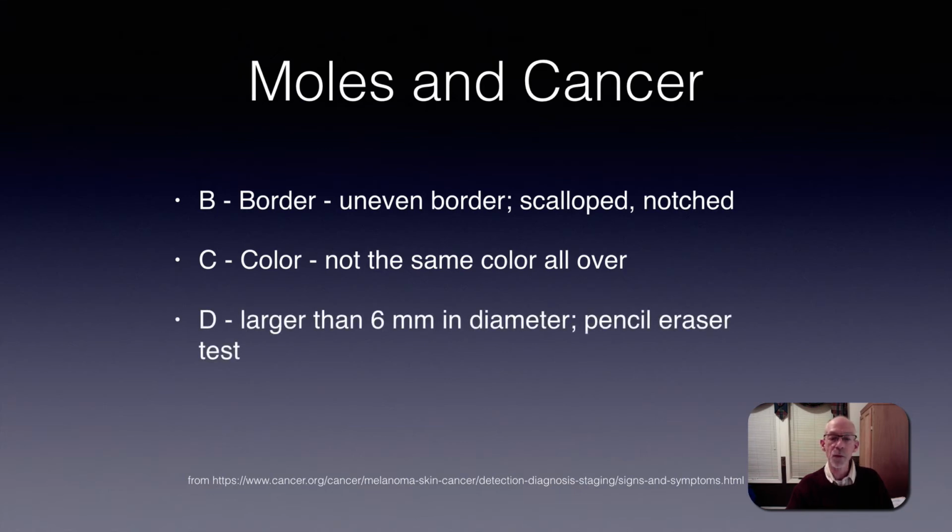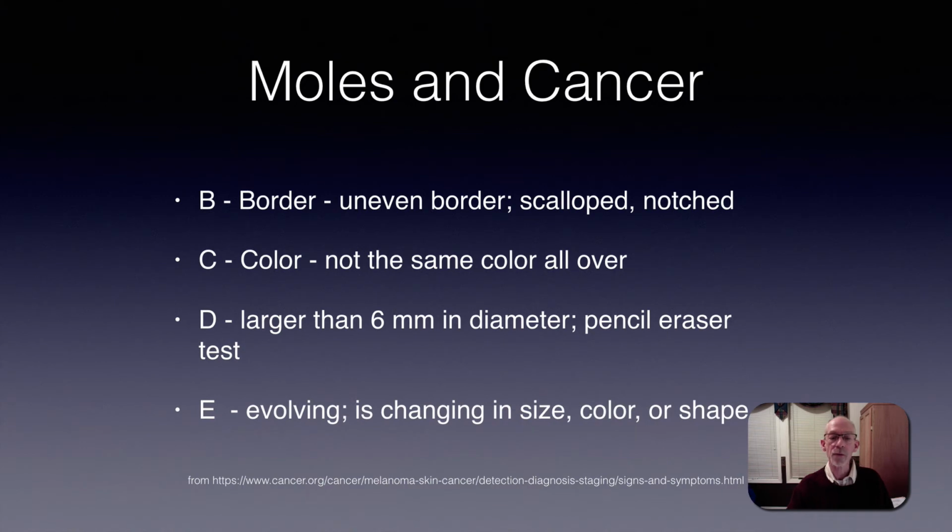D stands for diameter. If the mole is larger than 6 millimeters in diameter, it's possibly cancerous. A good way to test this is to put a pencil with the eraser end over the top of the mole. If the mole is bigger than 6 millimeters in diameter, it will show up outside the edges of the eraser. And E stands for evolving. In other words, the mole is changing in its size, color, or shape.